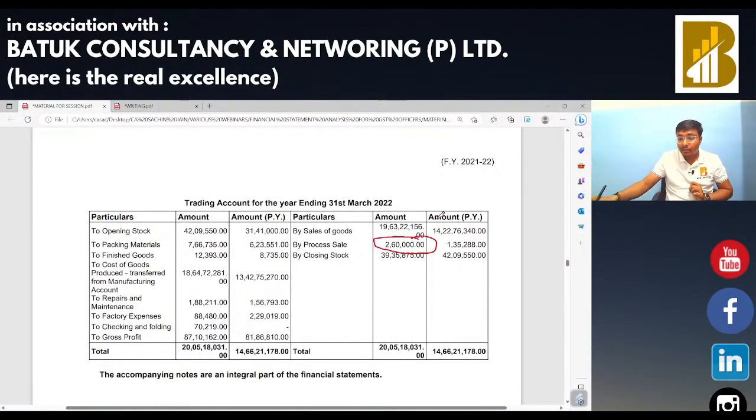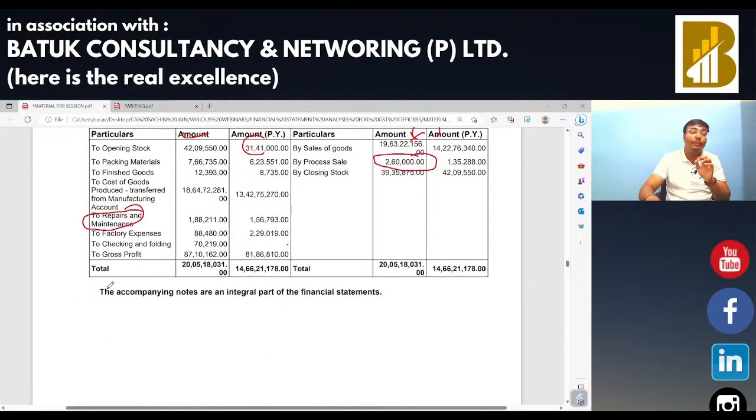Sales last year 14 crore, current year 19 crore. Okay, there is no issue with that, because there is a difference in opening stock also available, so we cannot raise any question on that. Everything is okay. In case of repair and maintenance, we need to check what is the nature of this repair and maintenance. If this repair and maintenance is in the nature of plant and machinery, in that case input tax credit is allowed.